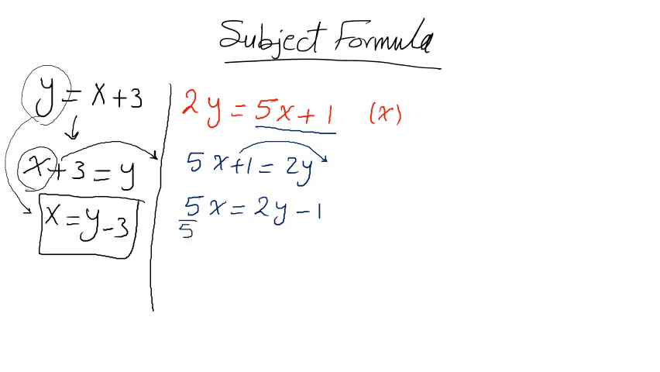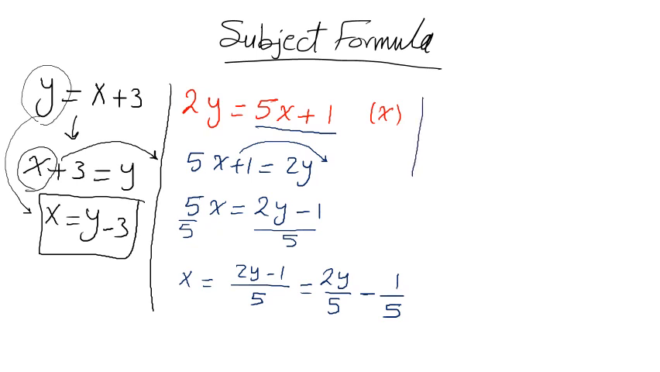You have two methods here. You may divide both terms by 5, so you will figure out that the answer is 2y minus 1 over 5, or sometimes you've got to divide each term by 5. So it could be written as 2y over 5 minus 1 over 5. Another example.